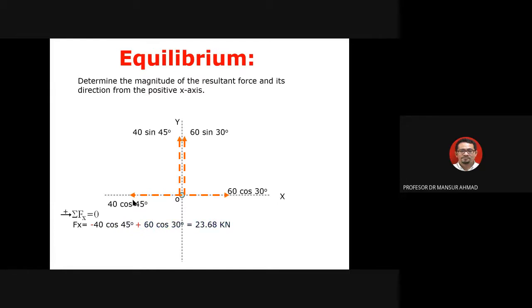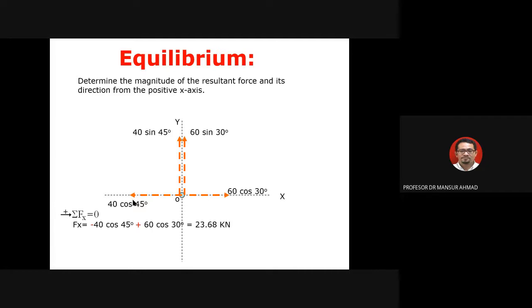So this is how I sum it up. Okay, so the answer is 23.68 kilonewton. So 0.68 kilonewton is quite significant. You have to include that 0.68. So 23.68 kilonewton.